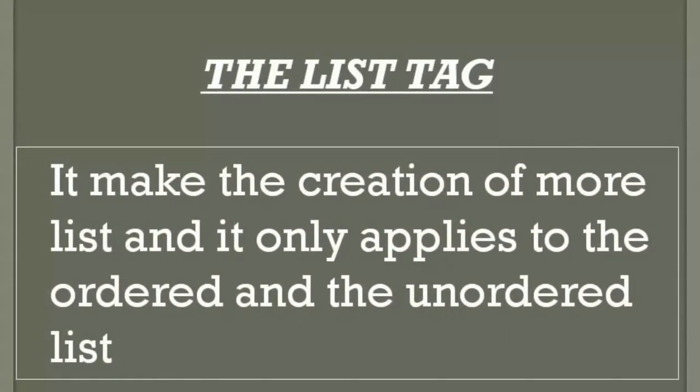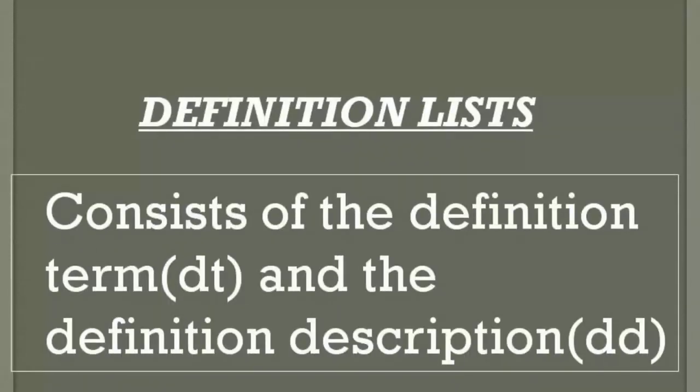And the list tag itself is mainly used to create more lists, and it only applies to the ordered and the unordered list. The definition list doesn't have the list tag in it. Rather, it has the definition term and the definition description. The definition term specifies what you want to define, and the definition description defines what is in the definition term.